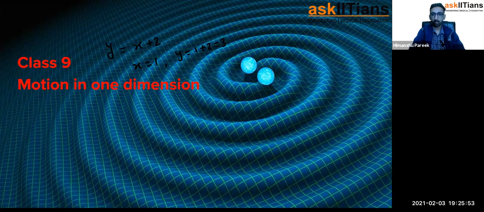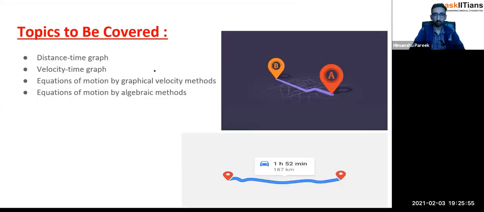Similarly, in today's session, we are going to deal with equations of motion. When a particle moves, suppose somebody gives you the initial velocity with which a bike starts the motion, and then gives you the value of acceleration also, and you have to find out the value of the velocity of the body after a time t.